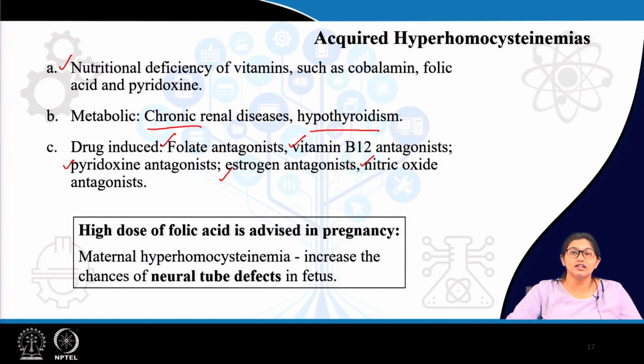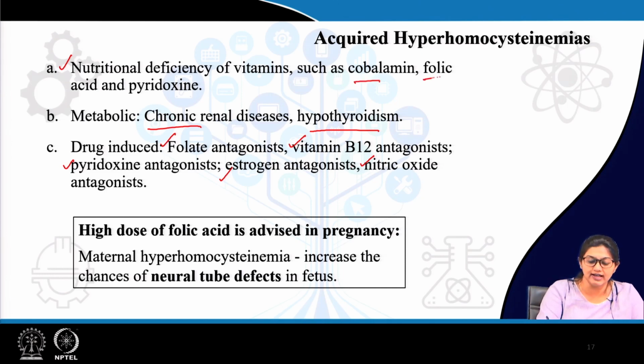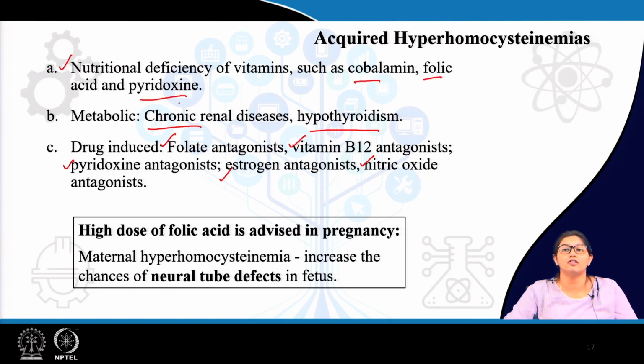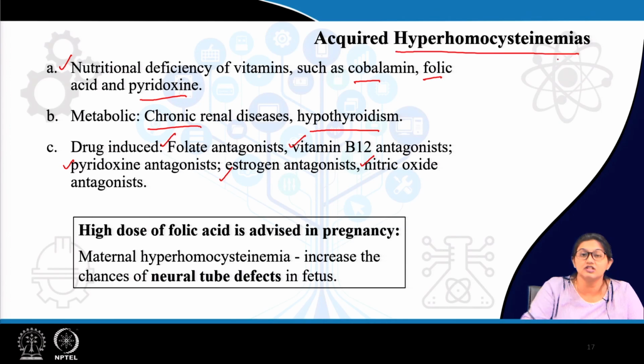So, all these vitamins, remember, cobalamin, folic acid and pyridoxine, are required, if you remember, for homocysteine to methionine formation. Their deficiency will hamper the methionine synthesis from homocysteine, which will give rise to increased homocysteine level in blood, causing hyperhomocysteinemia.